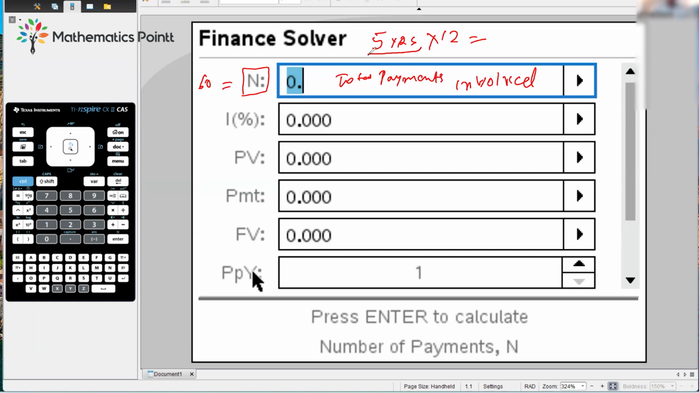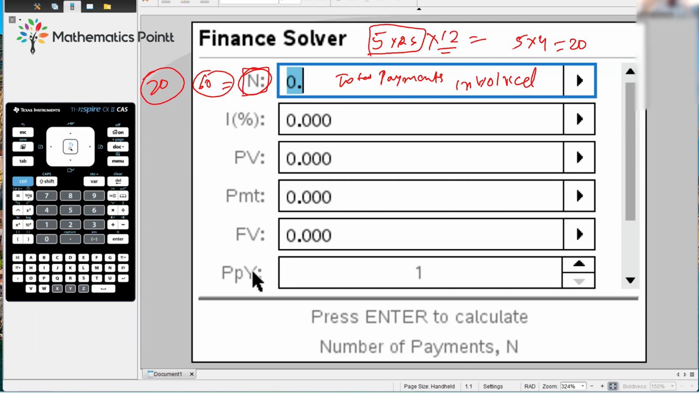So N will be 60. If someone has taken a loan for 5 years and they're making monthly payments, that means 1 year has 12 months. So 12 times 5 is 60. So N will be 60 in this scenario, not the tenure 5. Total payments made. Now, in a similar scenario, if someone has taken a loan for 5 years and they are making quarterly payments, how many quarters are there in a year? 4 quarters in a year. So in total for 5 years, they are making 20 payments. So N will be 20 in this case.